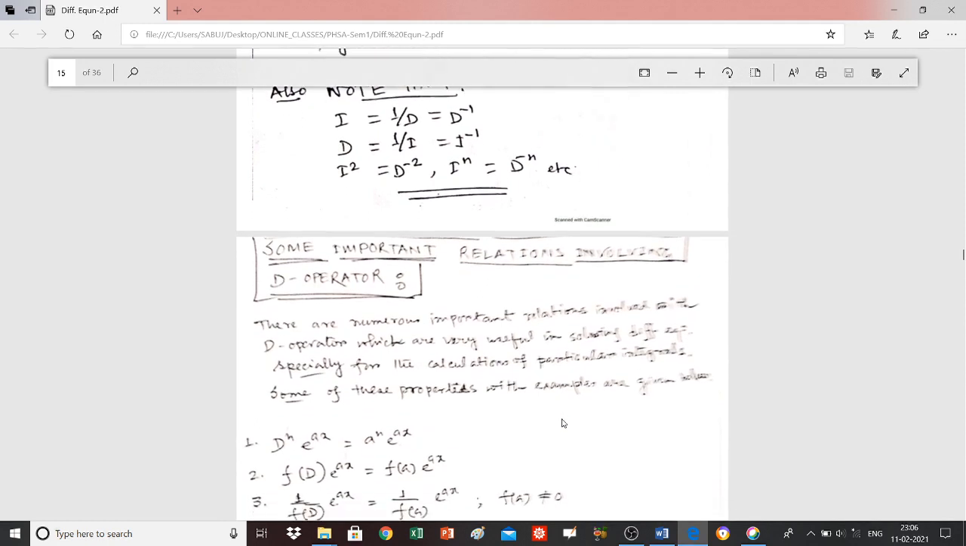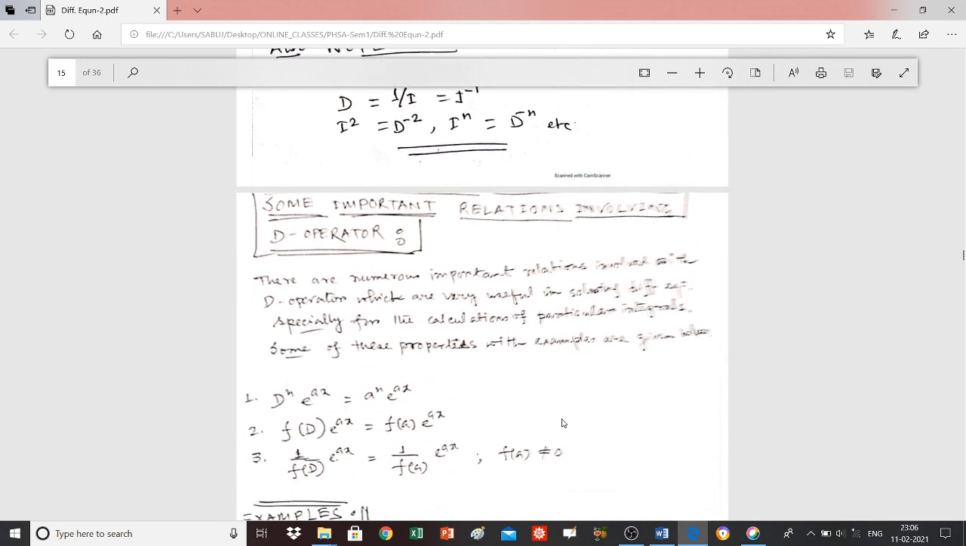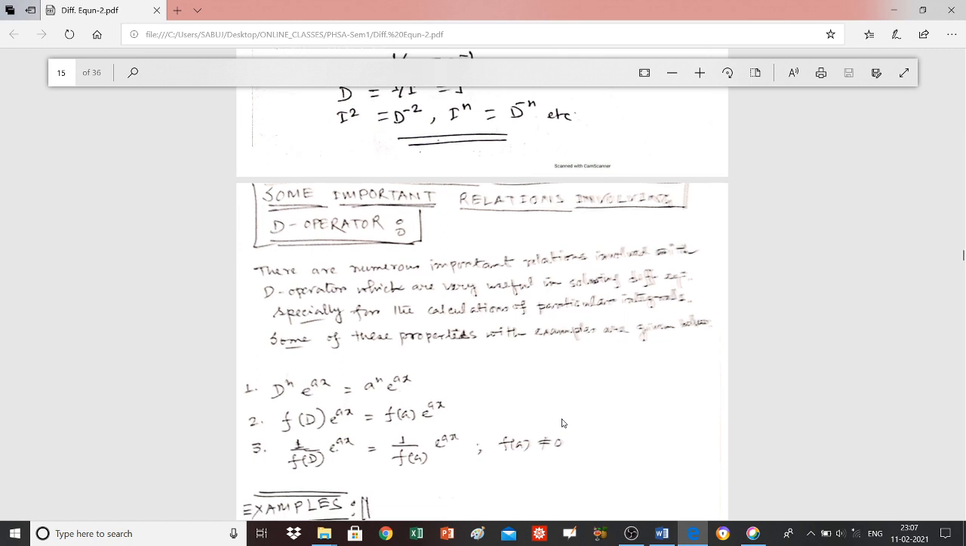Now here are some important relations involving the operator. As I have already said, the D operators have important roles in solving second order non-homogeneous equations, especially for the particular integral. So we need to know the properties of D operators, and the operators follow some important relations that will be very beneficial in solving second order non-homogeneous differential equations.